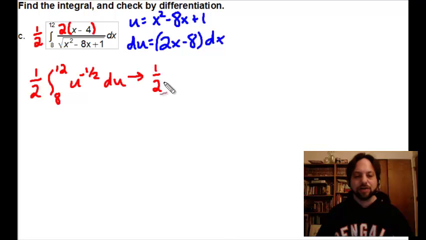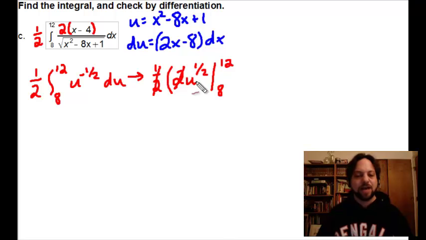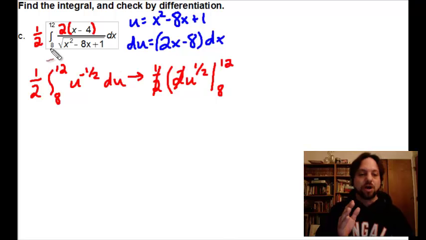Well, I can integrate it, of course. Keep my 1/2 on the outside. This u to the negative 1/2 is going to turn into 2u to the positive 1/2, and I'll need to integrate that from 8 to 12. Well, herein lies a problem. While I can cancel the 2 and the half, I can't plug these into the u, because both of these bounds are in terms of x from the original problem.